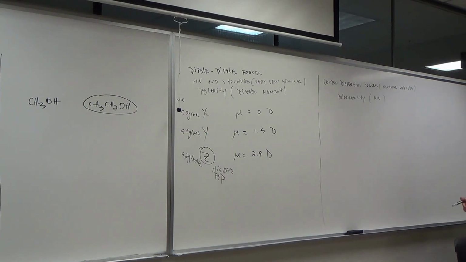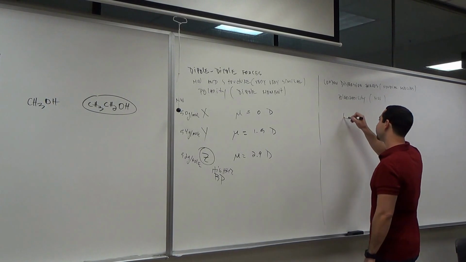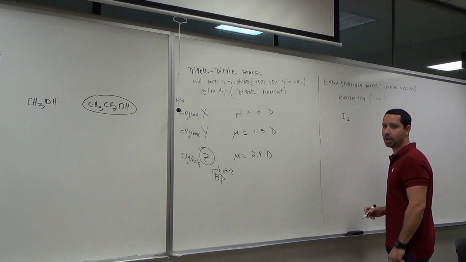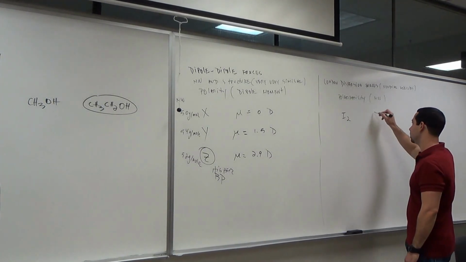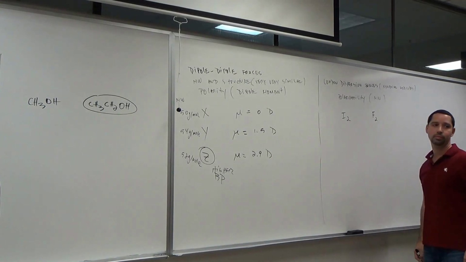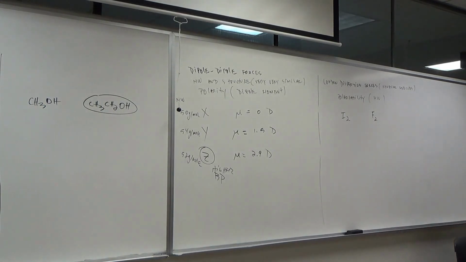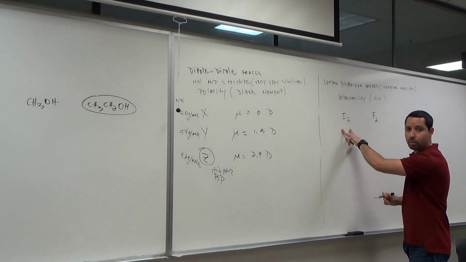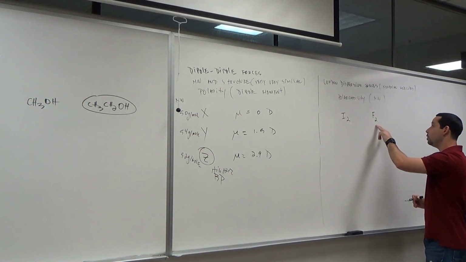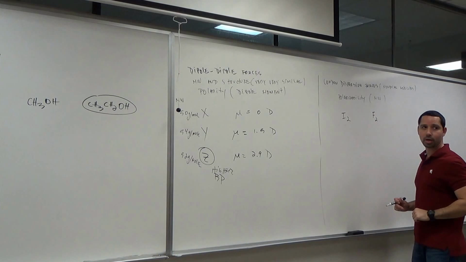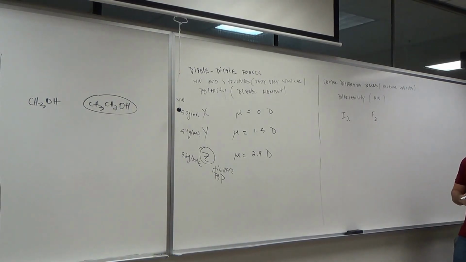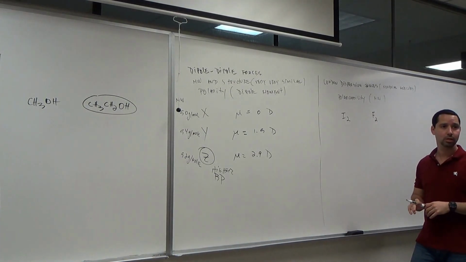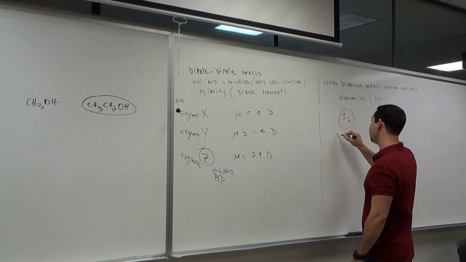So let's say I give you an example of I2 and F2. Which one is more polarizable? I2 is more polarizable because it has a higher molecular weight. F2 is less polarizable and has a lower molecular weight. As a result, which one should have a higher boiling point? I2 should have a higher boiling point.